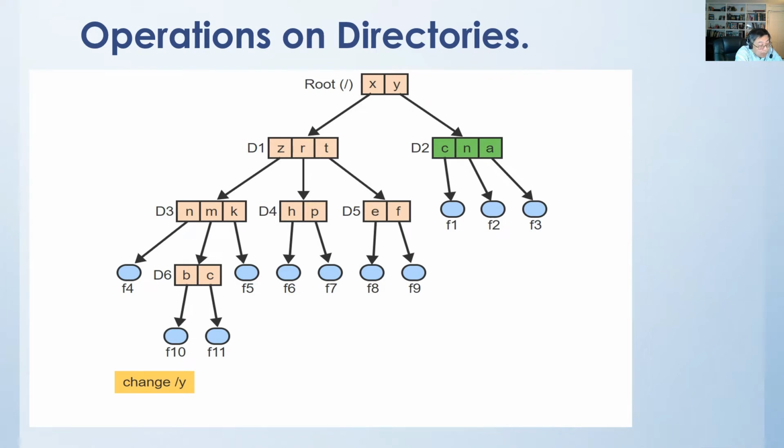Let's take a look at examples of some of the operations. The first operation, change with the path /y, sets the current working directory according to the path, to D2, because the name of D2 is y. So /y can set the directory to D2.